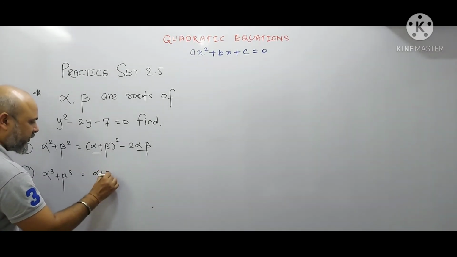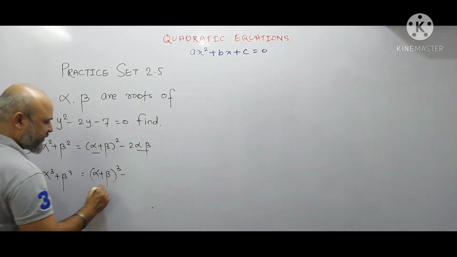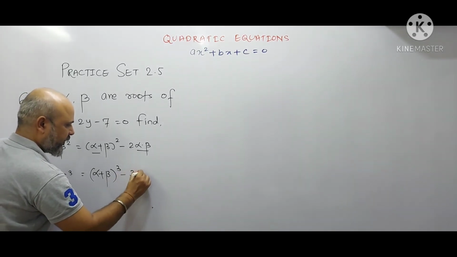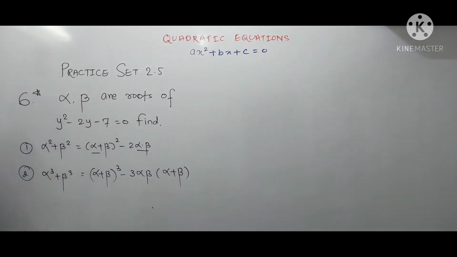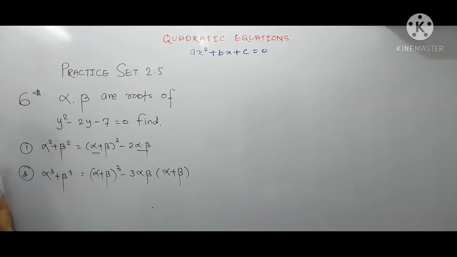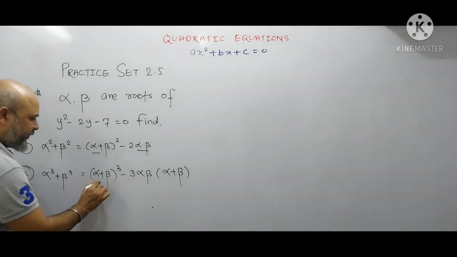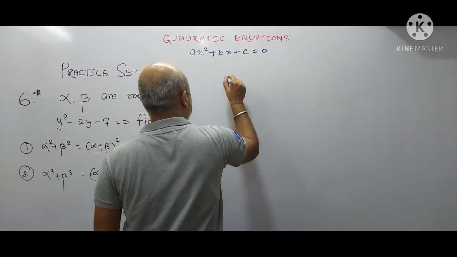Alpha plus beta the whole cube minus 3 alpha into beta and alpha plus beta. Okay, you are going to use this formula to find the value of alpha cube plus beta cube: alpha plus beta the whole cube minus 3 alpha into beta, alpha plus beta. Means to find value of this, again you need sum of the roots and product of the roots. So first we'll write the solution.